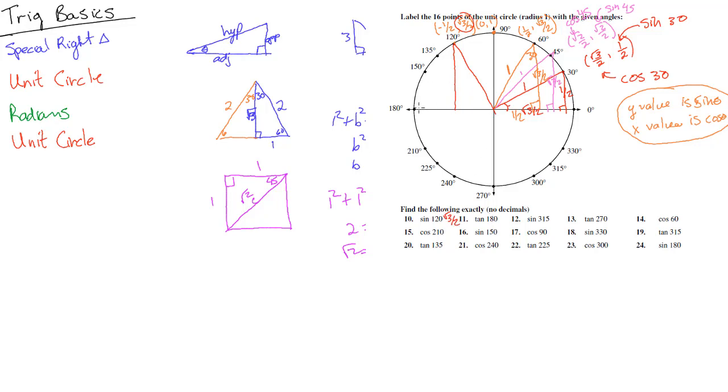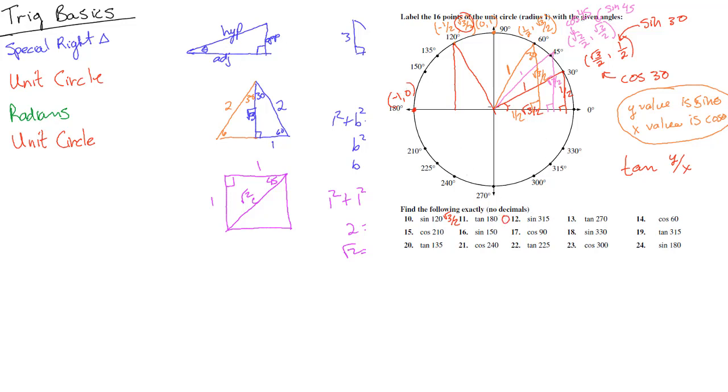Tangent of 180. If we're right down here, tangent, that's important to know, was opposite over adjacent, which was y over x. So tangent is going to be the y value over the x value. In this case, we have this point is negative 1, 0. So the tangent would be 0 over negative 1, so it is 0.